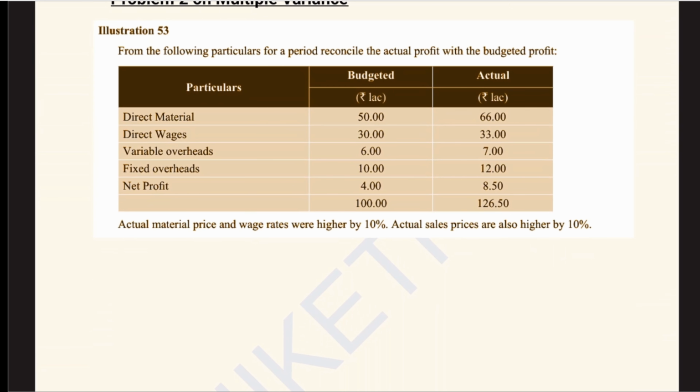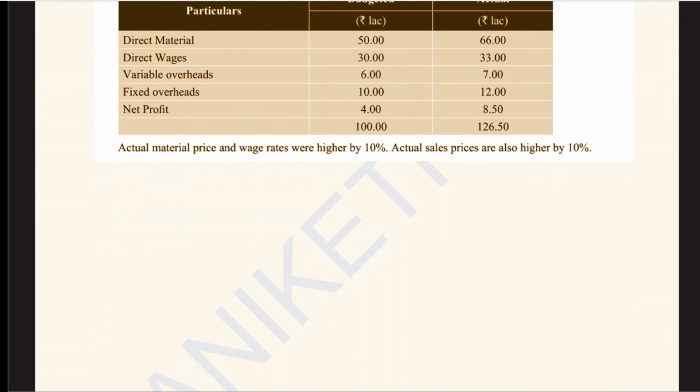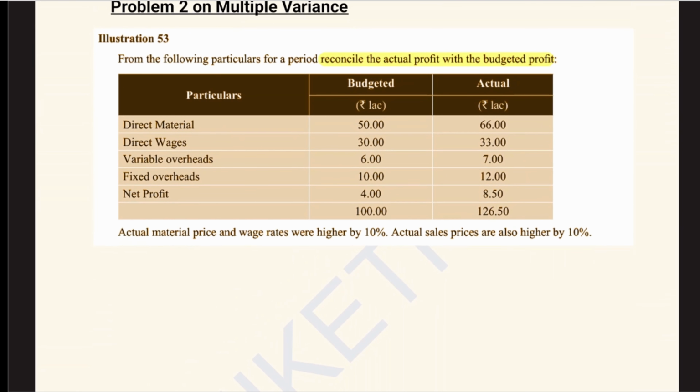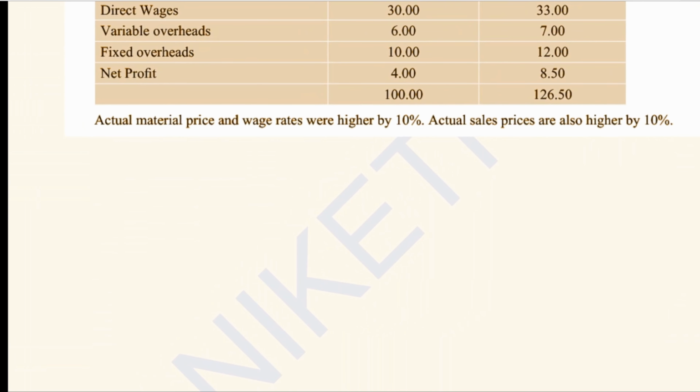In this problem, they are not asking you to calculate variances. Of course, you have to calculate variance, but directly they are not asking. Instead what they are asking is to reconcile the actual profit with budgeted profit. What is the meaning of this? It is like any reconciliation you are doing in paper 8. You start with financial profit, then there were certain adjustments, and at the end you get the cost profit. Here I have to start with budgeted profit, do the adjustments, then I should get the actual profit.